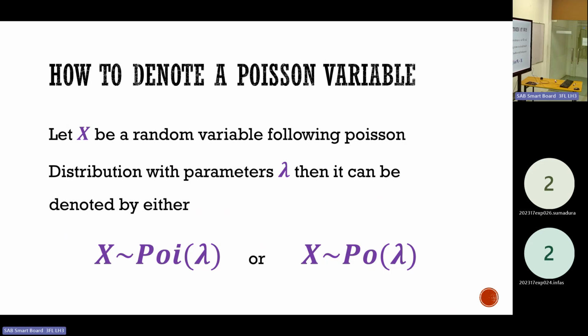So now, do we have a probability function for this? Now, Poisson variable, how is it defined?